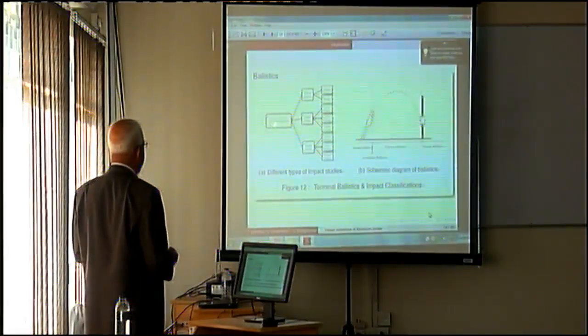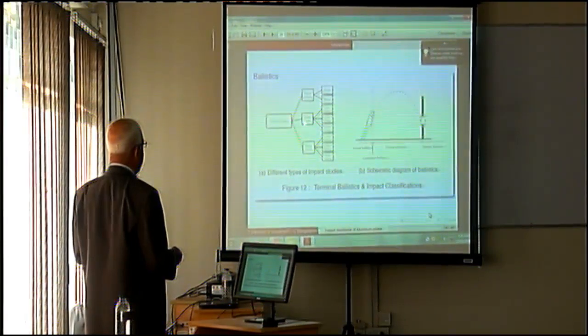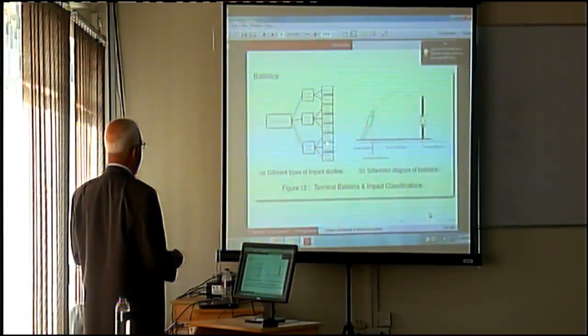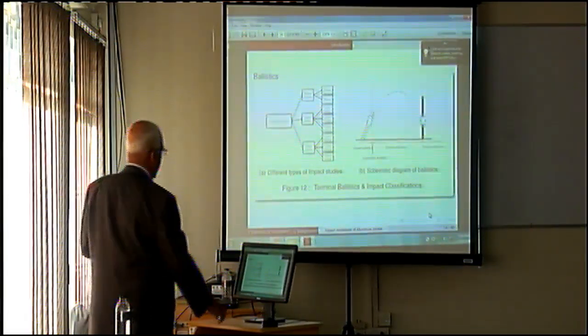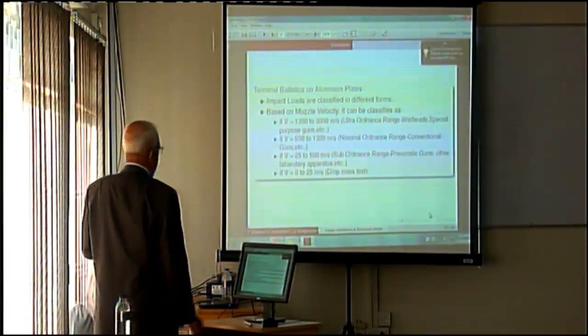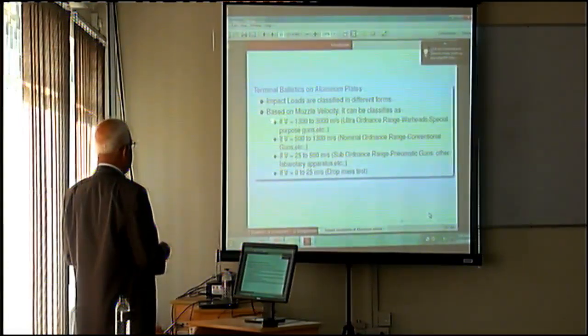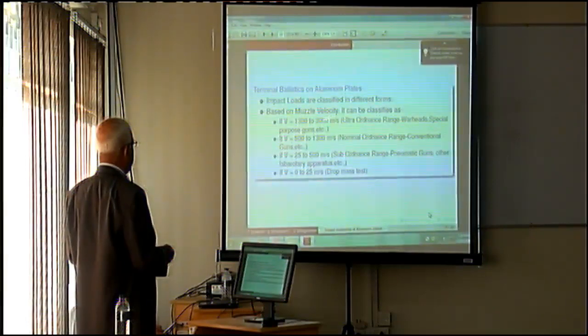So that impact we can classify by angle of resistance, whether it is oblique or normal, and then by impact energy, and based on impact velocity, whether high velocity or low velocity, etc. In this impact load we can classify it as per the speeds.